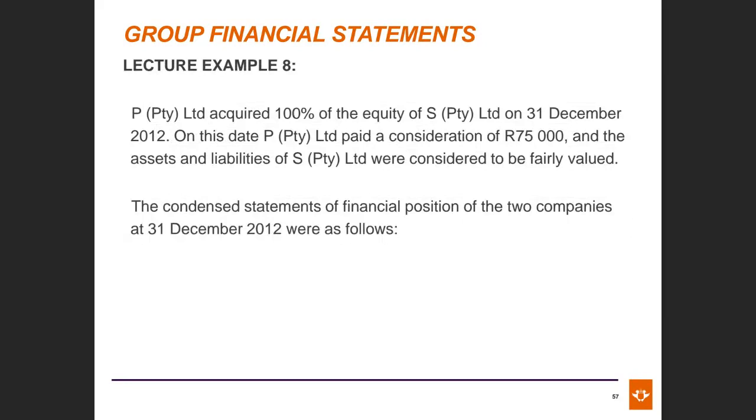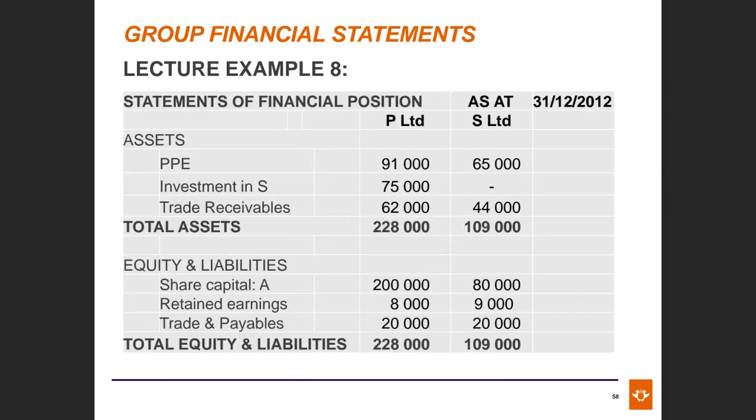So in example 8 here, we have P Pty Limited. They acquired 100% of the equity of S Pty Limited on 31 December 2012. On this date, P Pty Limited paid a consideration of 75,000, and the assets and liabilities of S Pty Limited were considered to be fairly valued. The condensed statements of financial position of the two companies at 31 December 2012 were as follows. So here they give us all the assets, equity and liabilities.